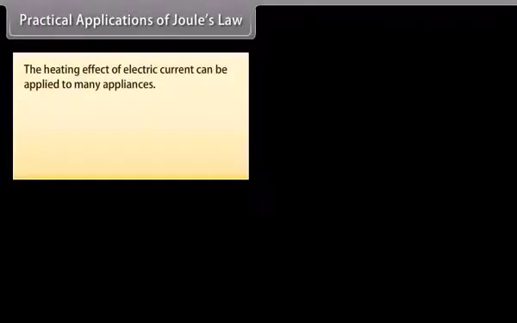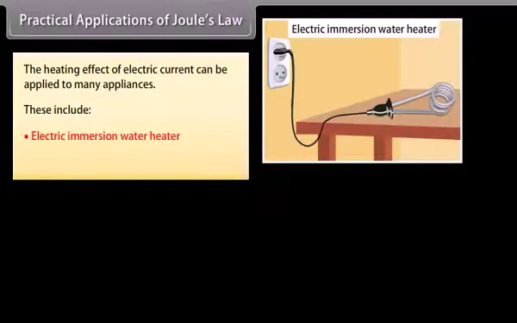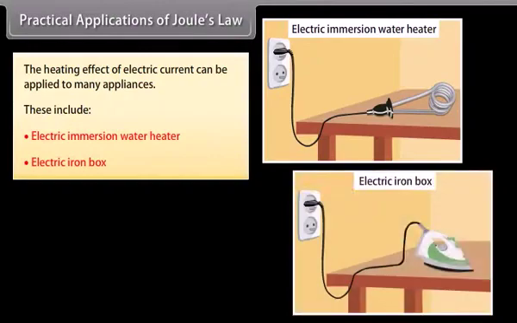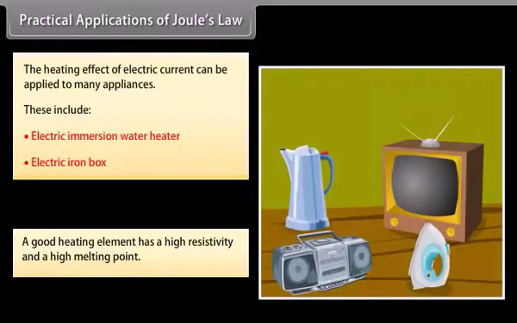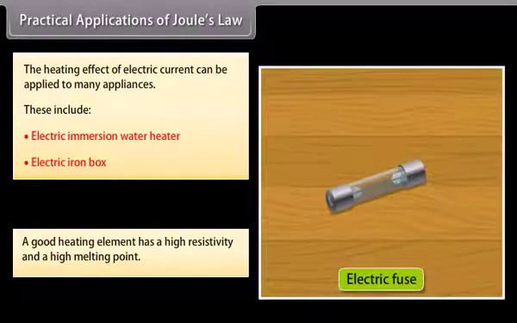Practical applications of Joule's law. The heating effect of electric current can be applied to many appliances. These include the electric immersion water heater and the electric iron box. A good heating element has a high resistivity and a high melting point. For example, an electric fuse is an example of the heating effect of electric current. The rating given as 3A on an electric fuse states that the maximum current it can sustain is 3 ampere.